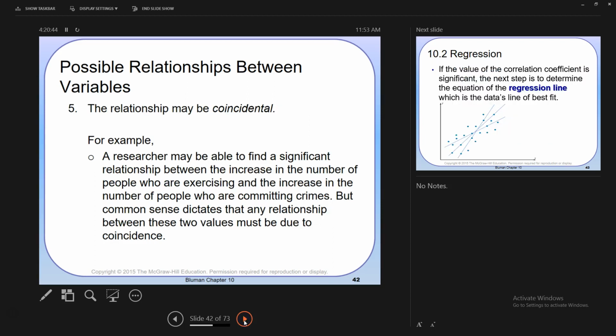And then lastly, the relationship might just be a coincidence. So for instance, if you find that the number of people who are exercising increases along with the number of people who are committing crimes, there's no reason to believe that people exercising is causing crimes, and there's nothing that's even causing both of them to happen, as far as a third variable that's causing both of them. It's probably just a complete coincidence.